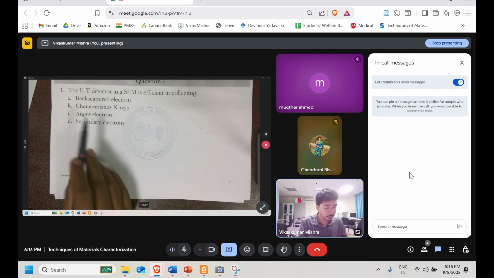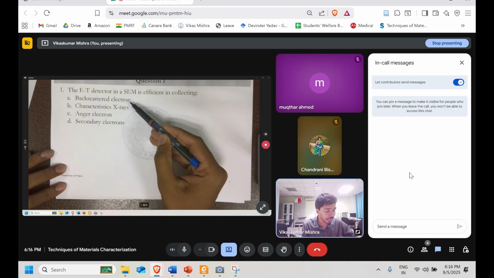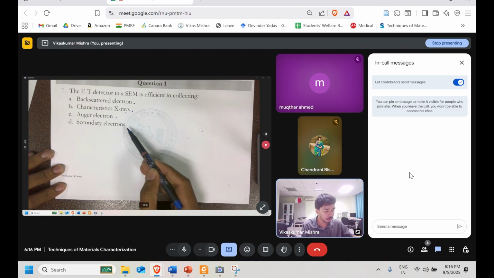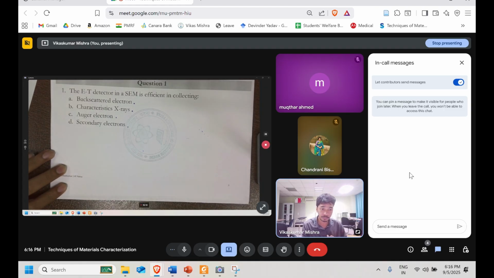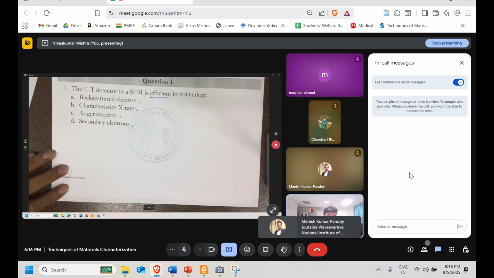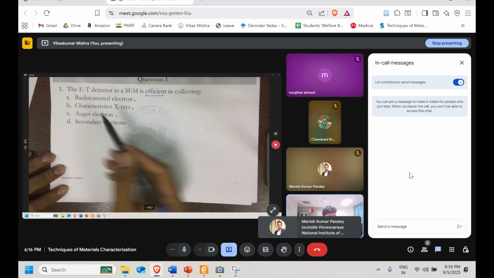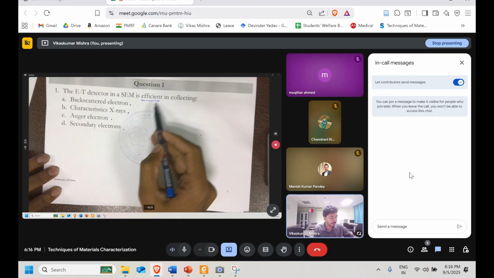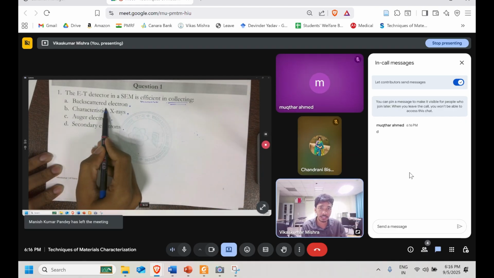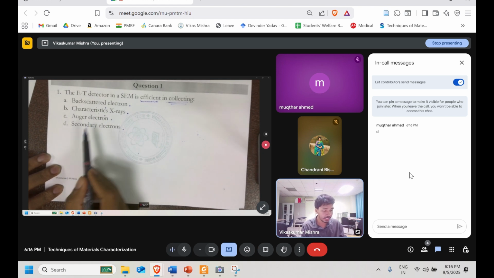The first question is: the ET detector in the SEM is efficient in collecting backscattered electron, characteristic X-ray, Auger electron, or secondary electron. The word efficient I have used. What do you think? The ET detector in SEM is efficient in collecting which one? Whether the backscattered electron, Auger electron, characteristic X-ray, or the secondary electron.